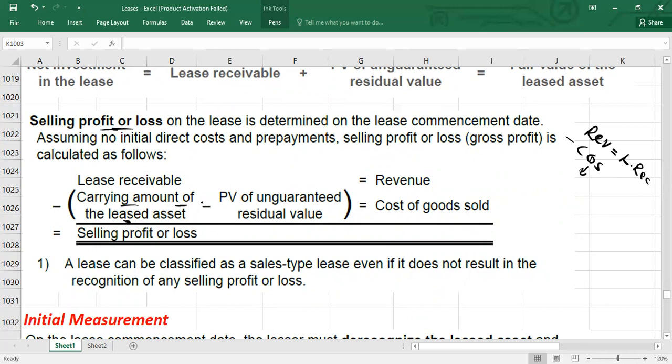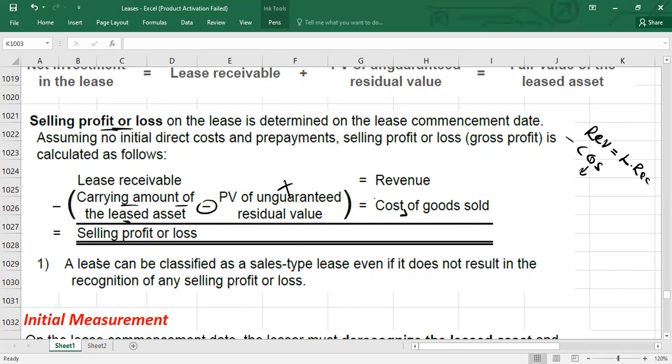From the carrying value you have to subtract the present value of the unguaranteed residual value. Okay, not guaranteed, unguaranteed residual value. So this will be equal to your cost of goods sold, and we will record the cost of goods sold with this value. In some questions, maybe if there is no unguaranteed residual value, in that scenario the carrying amount of the asset will be equal to your cost of goods sold. And the difference of this is called selling profit or loss.